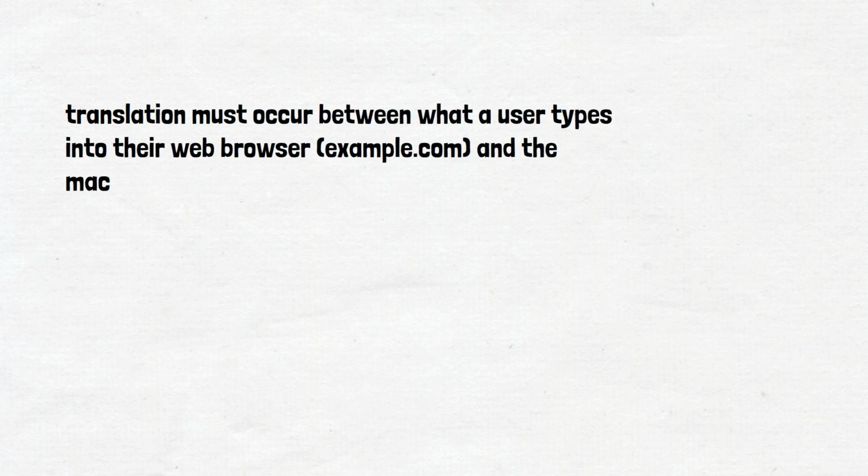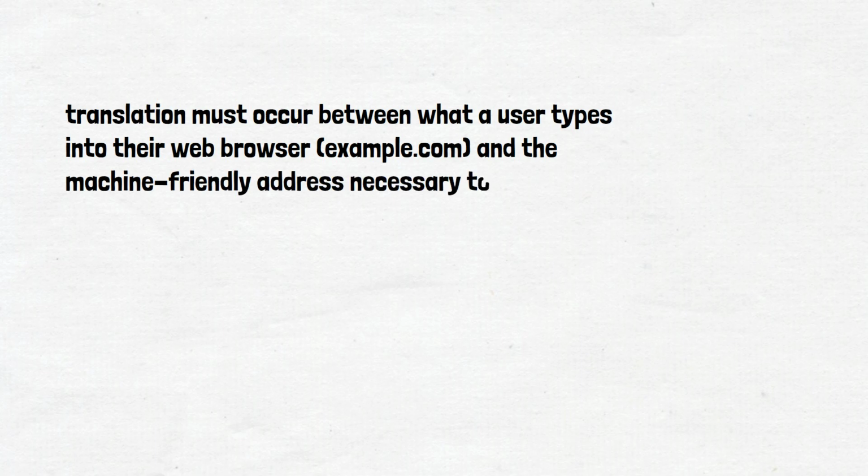An IP address is given to each device on the internet, and that address is necessary to find the appropriate internet device, like a street address is used to find a particular home. When a user wants to load a web page, a translation must occur between what a user types into their web browser, example.com, and the machine-friendly address necessary to locate the example.com web page.